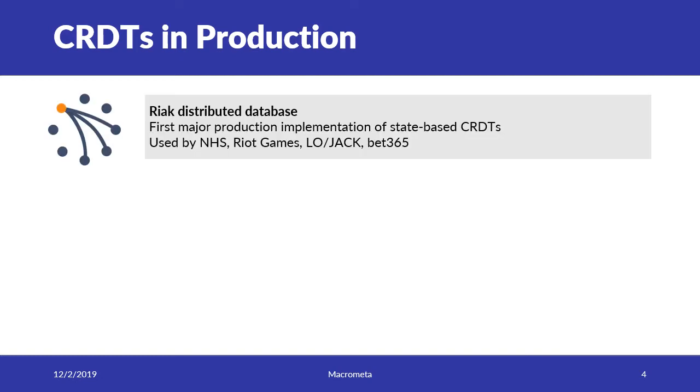CRDTs have been put into production in a number of systems. The Riak distributed database was the first major production implementation of state-based CRDTs. Riak is used by the NHS. CRDTs are used at Riot Games, for League of Legends, a very popular game. They're used for bet management at Bet365 and William Hill in the UK. And in Latin America, they're used for vehicle recovery and telemetry information for LoJack.